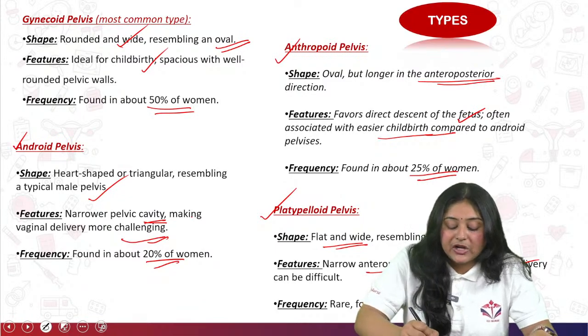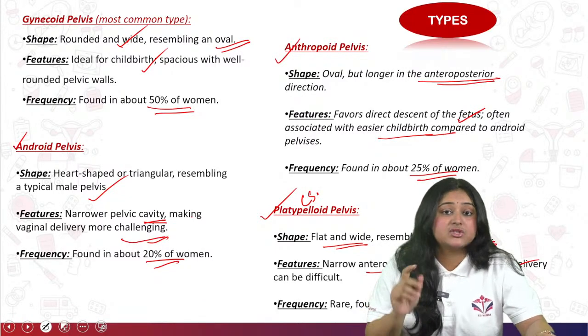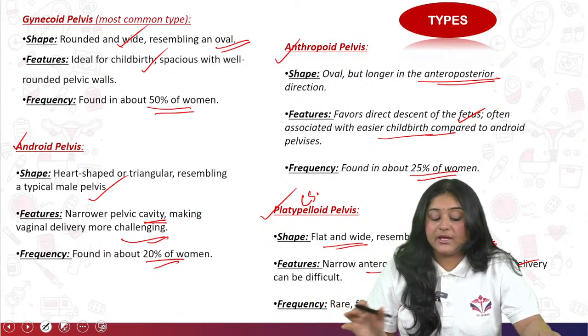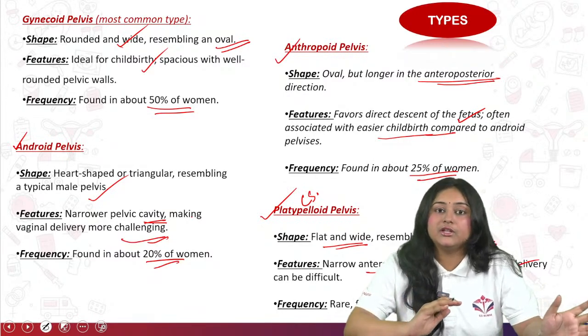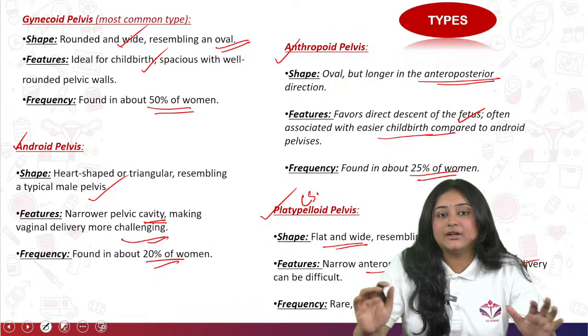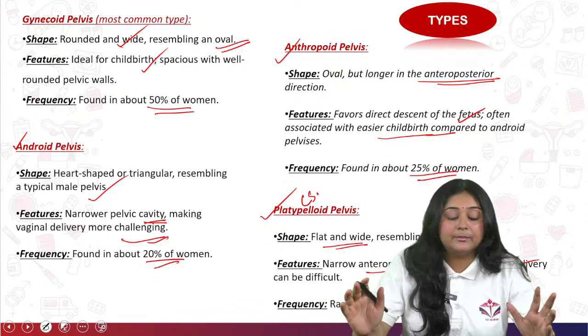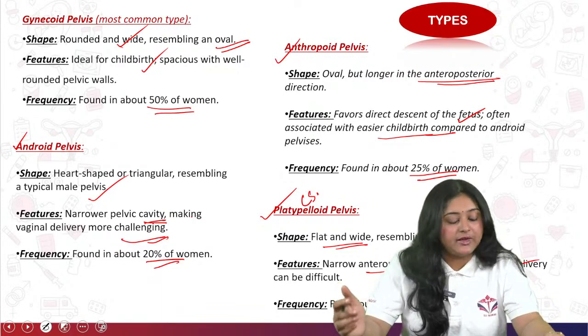So for the platypelloid pelvis, cesarean section is one of the main and best ways to deliver the baby. For the anthropoid, vice versa, and for the android you can go for a normal vaginal delivery if the baby has no disease or complications. But for the gynecoid pelvis, always be ready for a normal vaginal delivery.